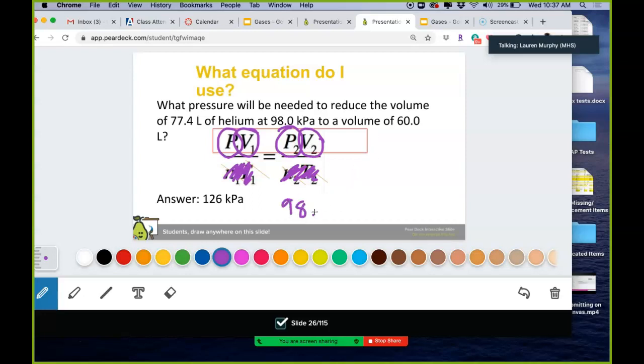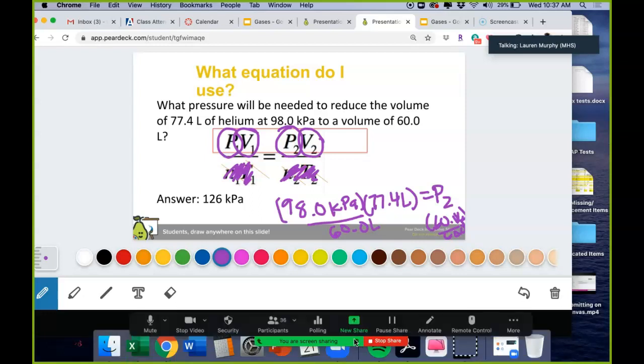Plug and chug. 98.0 kilopascals times 77.4 liters equals P2 times V2. Sorry, I ran out of room. V2 is 60. Divide both sides by 60. Calculate it out. I need you to give me one second.